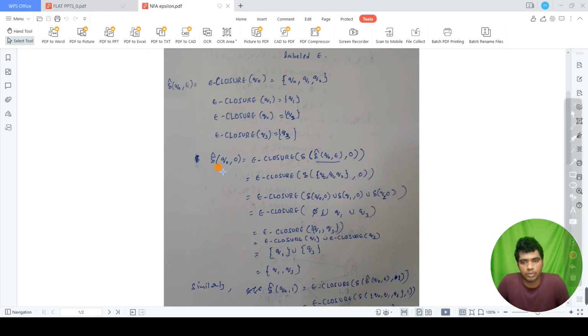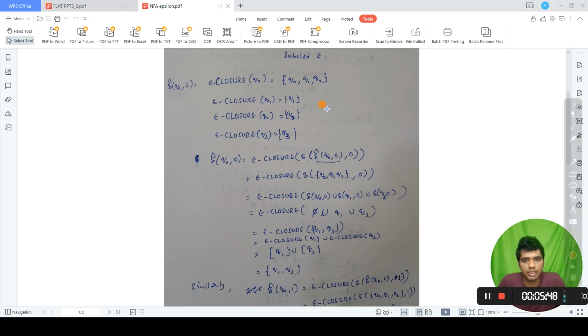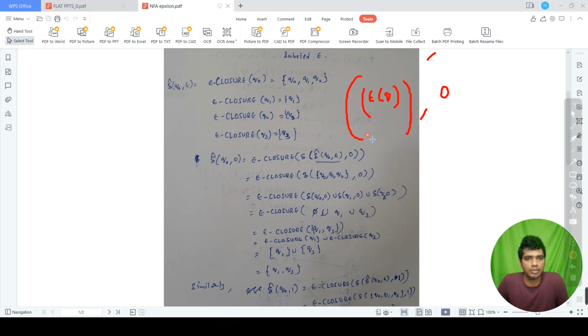So you need to compute delta cap of q0. This is equal to that. We need to do three things here. First, we need to compute the e-closure of a particular state, and once you get the e-closure of this one, you apply the input. Here the input is 0, and then again compute e-closure.